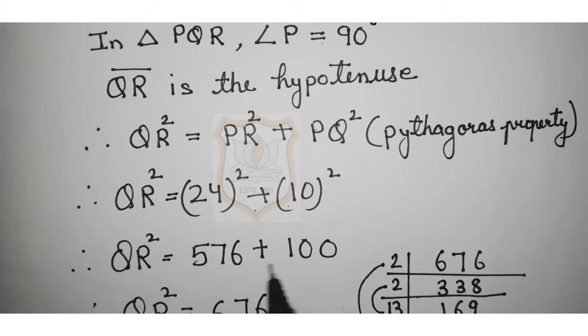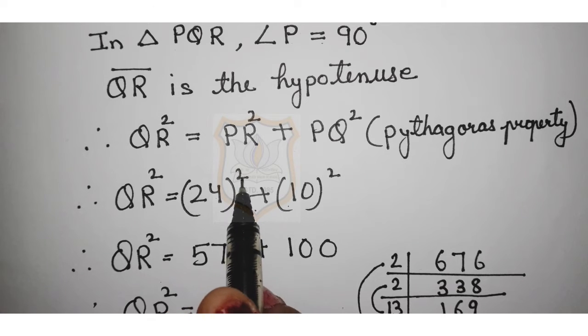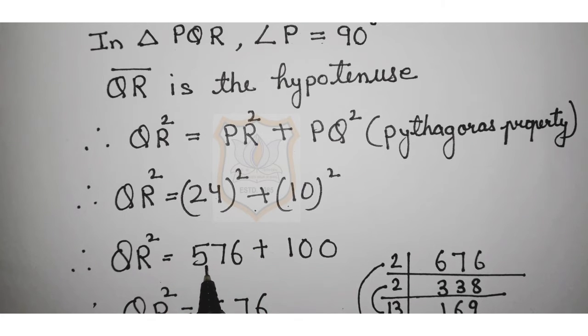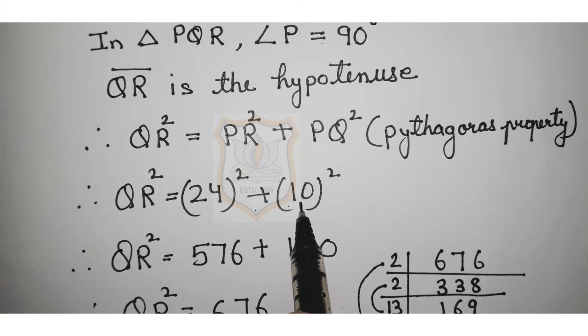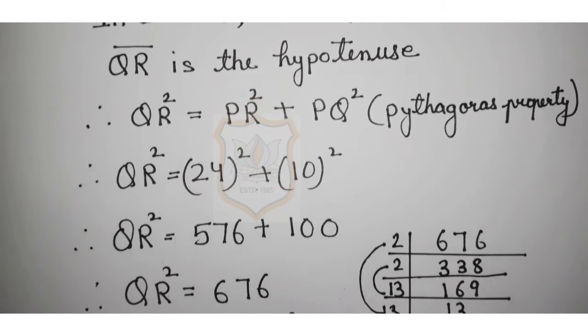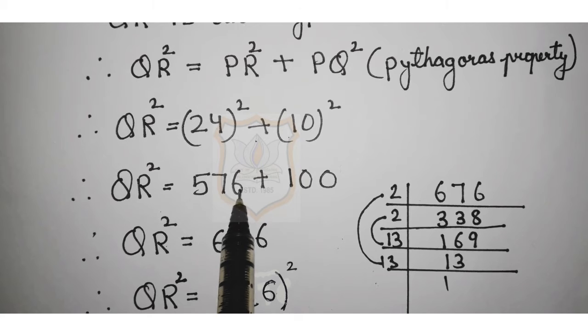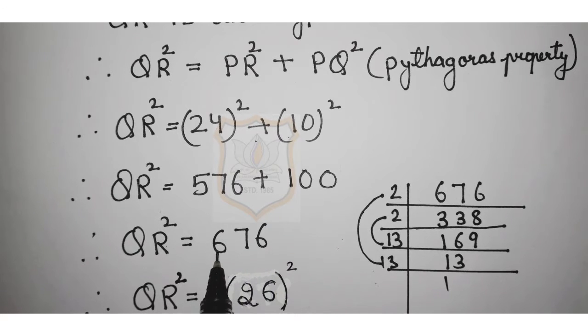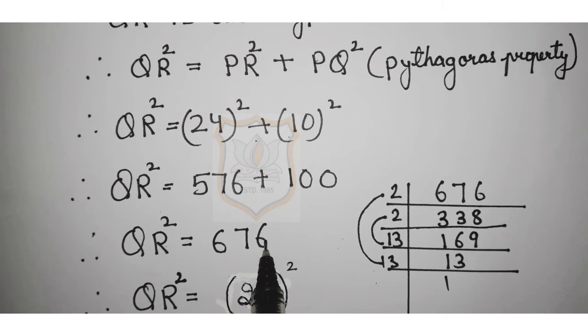How can you find out the value of 24 square? By multiplying 24 into 24, we will get 576, and by multiplying 10 into 10, we will get 100. So, QR square is equal to 576 plus 100. Now, students, 576 plus 100 is equal to 676. So QR square is equal to 676.